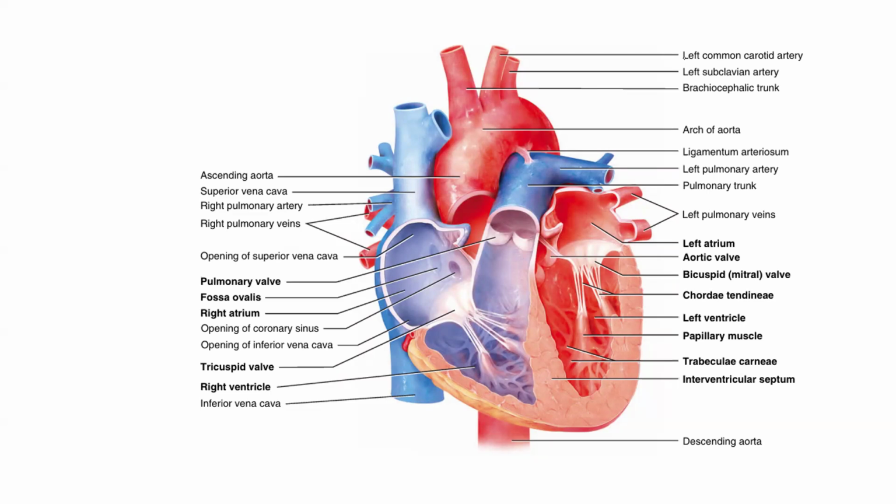In this video, we are going to study the internal structure of the heart. Now see, first of all, the heart has 4 chambers. The upper 2 chambers are known as atria and the lower 2 chambers are known as ventricles.